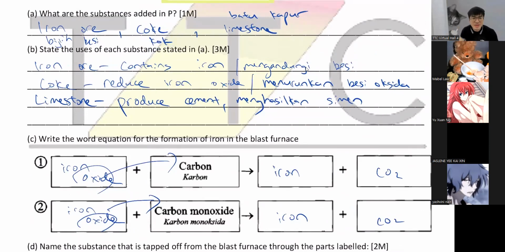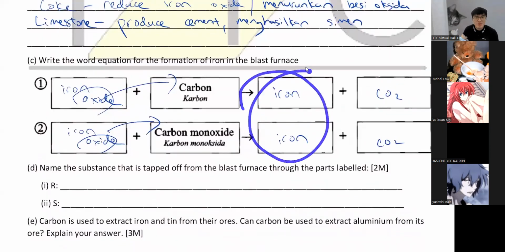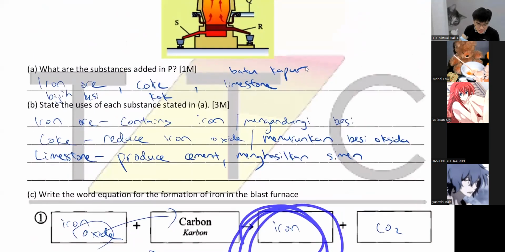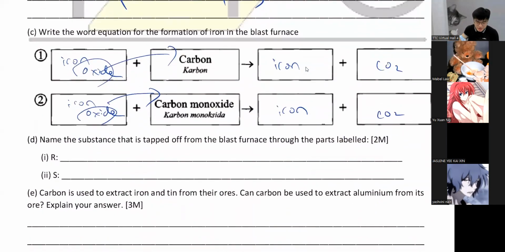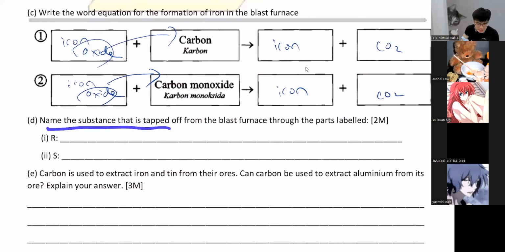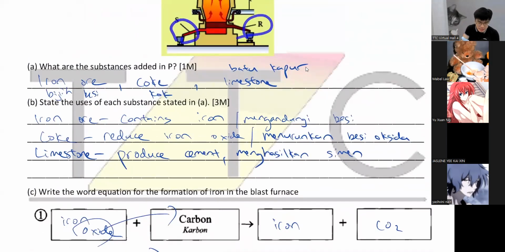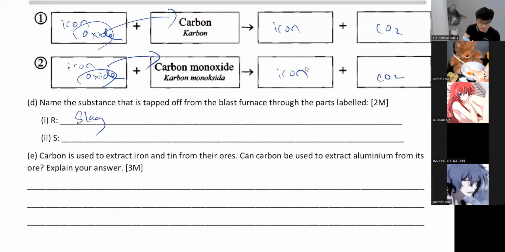Hey, Zachary, you're taking in BM, is it? You're writing it in BM, is it? Oh, I didn't know that. All right, anyway, so this is your iron. This is how we get pure iron. So now the iron will come out from here. This is how you get your raw iron, and we call it steel. Steel, as in galuli, Mandarin is called 钢铁的钢. All right, so that's your iron. Then name the substance that is tapped off. What is R? What is S? R is the slag. S is the iron.